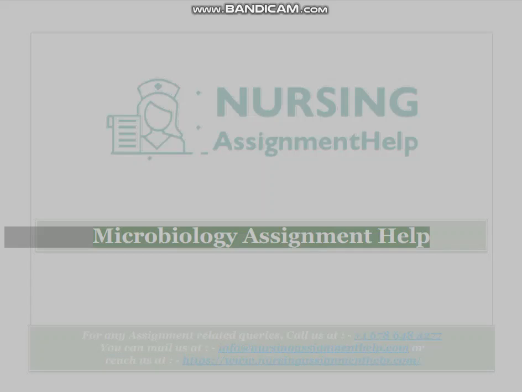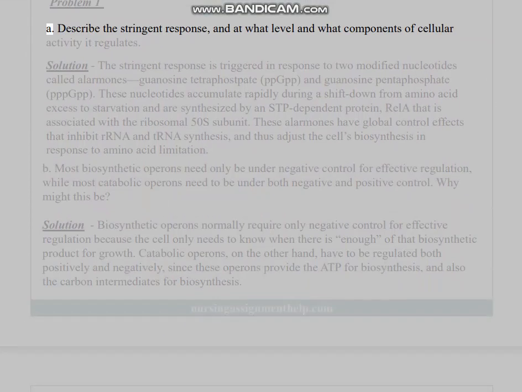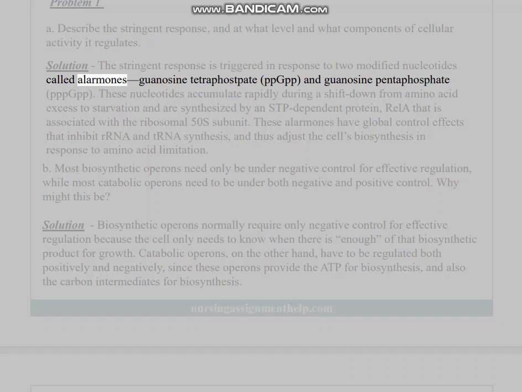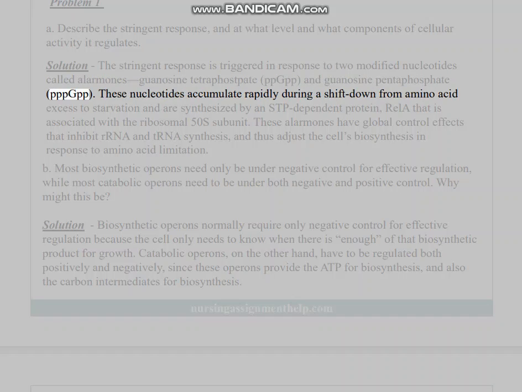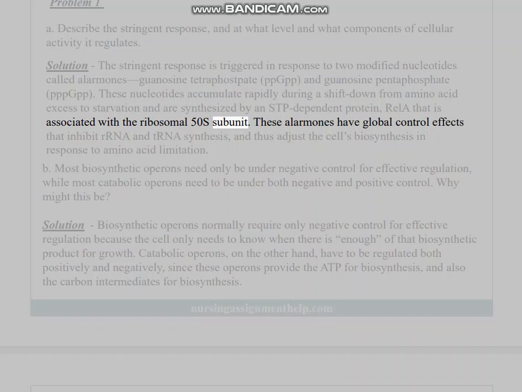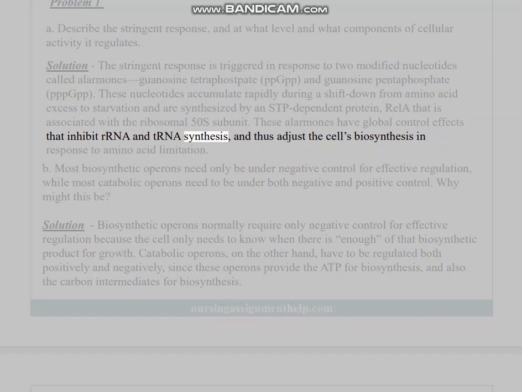Microbiology Assignment Help. Problem 1. A. Describe the stringent response, and at what level and what components of cellular activity it regulates. Solution: the stringent response is triggered in response to two modified nucleotides called alarmones, guanosine tetraphosphate, ppGpp, and guanosine pentaphosphate, pppGpp. These nucleotides accumulate rapidly during a shiftdown from amino acid excess to starvation and are synthesized by an ATP-dependent protein, RelA, that is associated with the ribosomal 50S subunit. These alarmones have global control effects that inhibit rRNA and tRNA synthesis, and thus adjust the cell's biosynthesis in response to amino acid limitation.